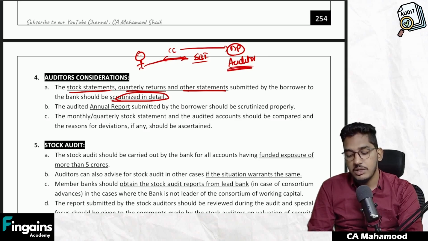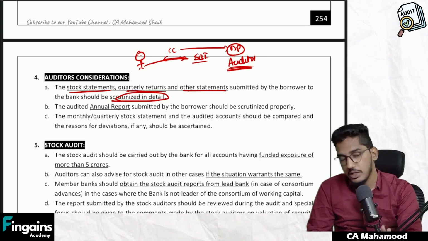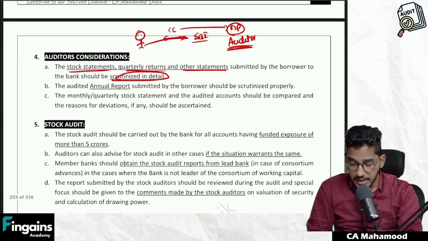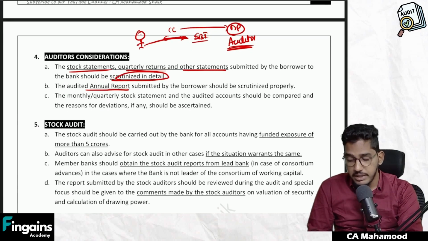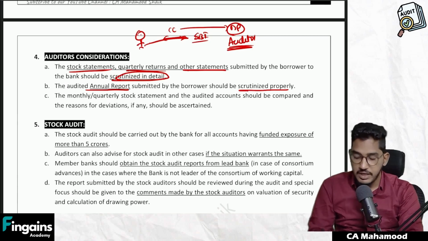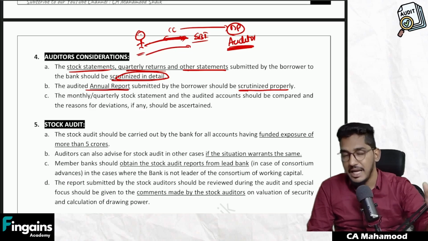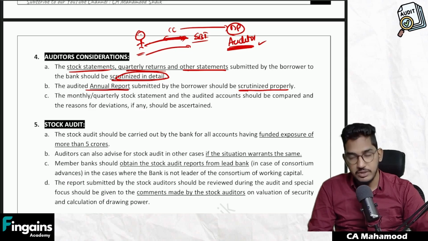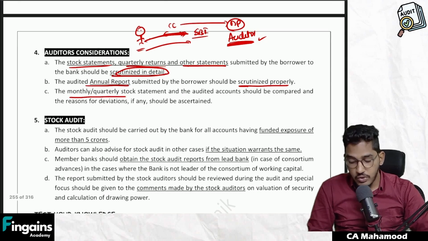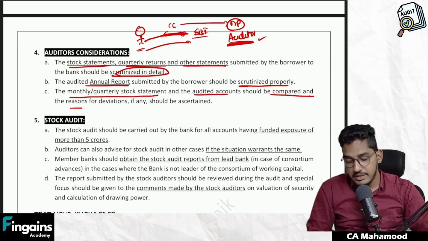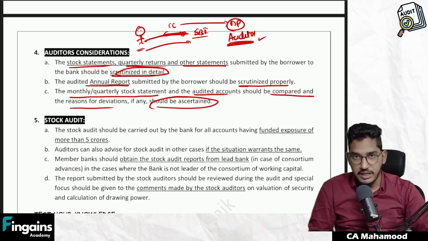All those documents are required to be verified by the auditor to know whether the drawing power is calculated properly or not. And the audited annual report submitted by the borrower should also be scrutinized. He will submit quarterly returns, quarterly stock statements, that will be verified by the auditor. At the end of the year, the borrower will also send an audited annual report, that also will be verified by the auditor. And the monthly or quarterly stock statements and the audited accounts should be compared, and the reason for deviations, if any, should be ascertained.